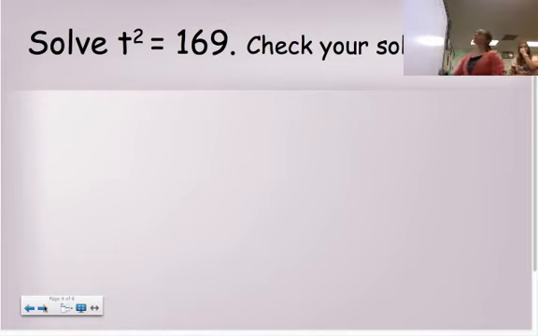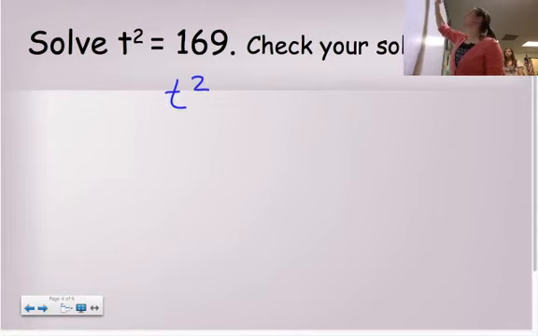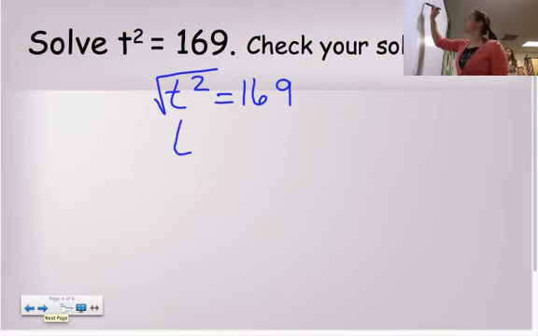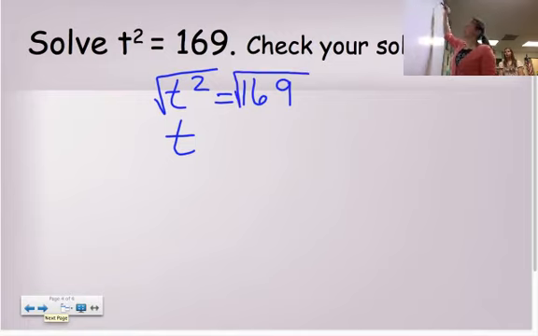Okay, this next one, we have t squared equals 169. Like we talked about in the beginning, squaring something is the opposite of taking the square root. So basically we want to know what just t is. In order to solve for t, we need to take the square root of t squared. That will get rid of the square, so now we're just left with the t. And if I take the square root of one side, I have to take the square root of the other because they are equal, and we need to keep them equal. So the square root of 169 is 13.